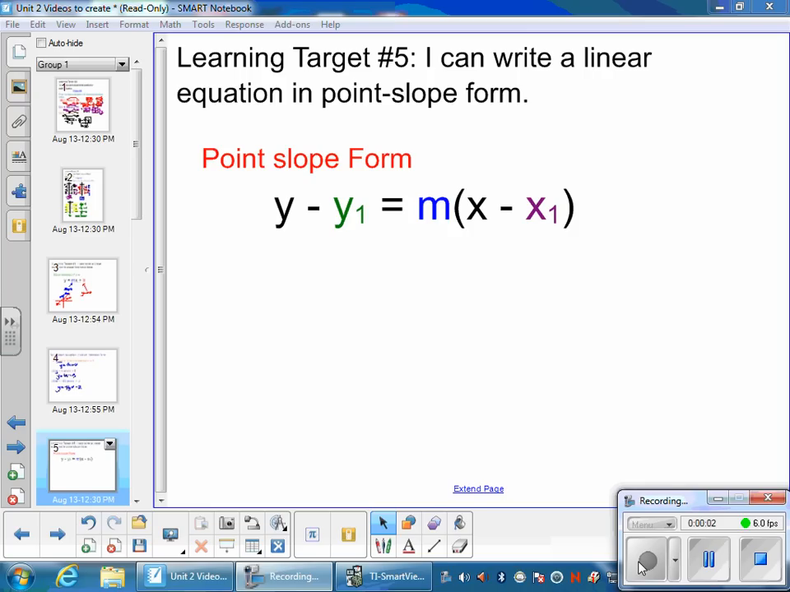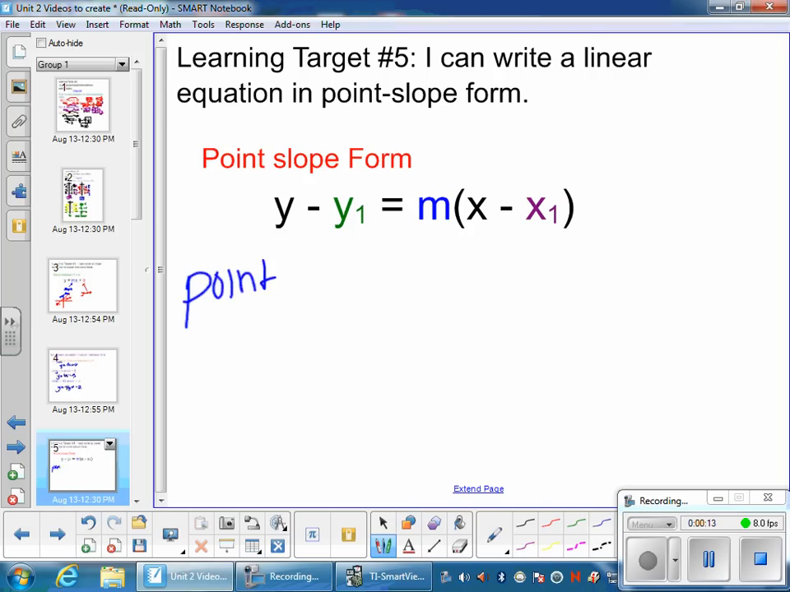All right, moving on to learning target 5. It's Miss Moreland again. Today we're working on point slope form, which is just a different equation. It's no longer y equals mx plus b. And this one is helpful if you know a point and the slope instead of the y-intercept.